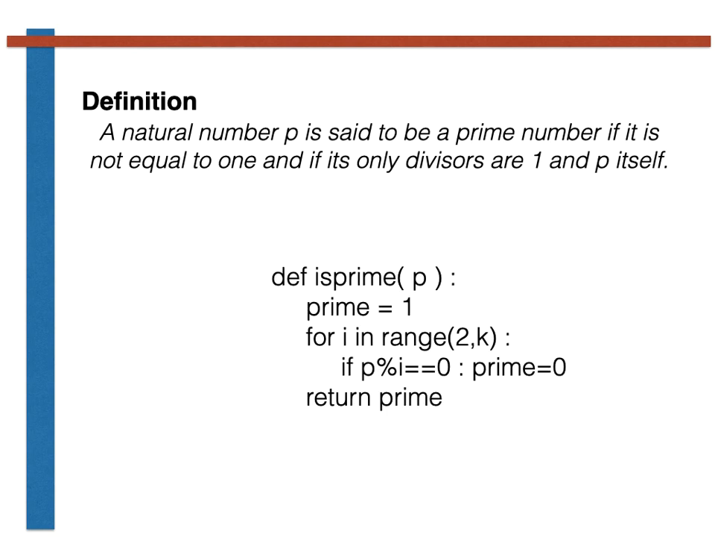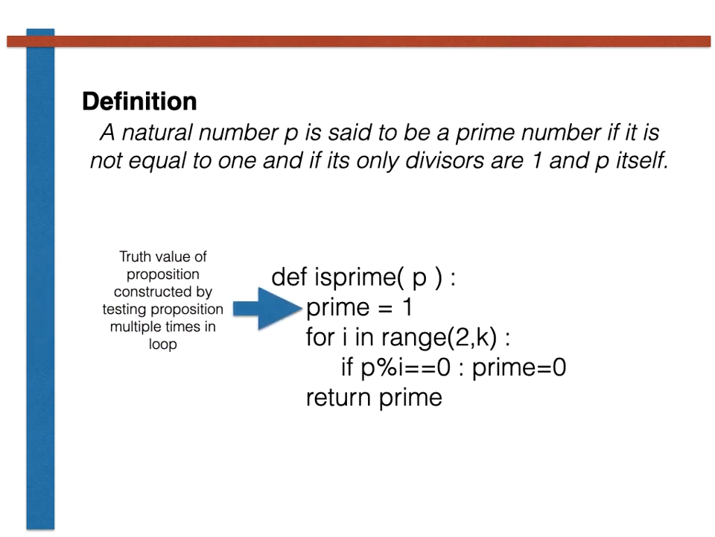In terms of completing the exercises, there are two important ideas to consider within this code. The first of these is how we can construct a truth value of a proposition that involves a statement such as for all or there exists by testing a simpler proposition multiple times within a loop. The second key idea is the percent operator in Python. As we have discussed, p%i here returns the remainder when p is divided by i. These are the two ideas that you will need to use in the exercises that follow.